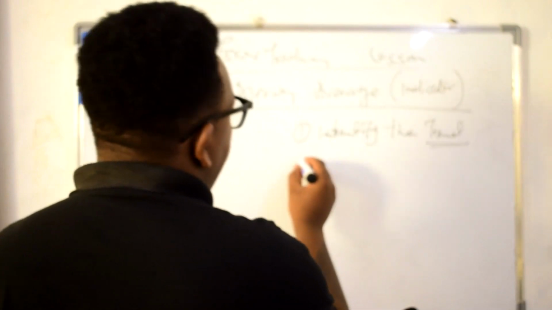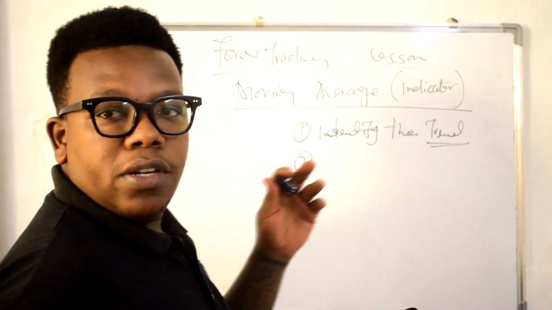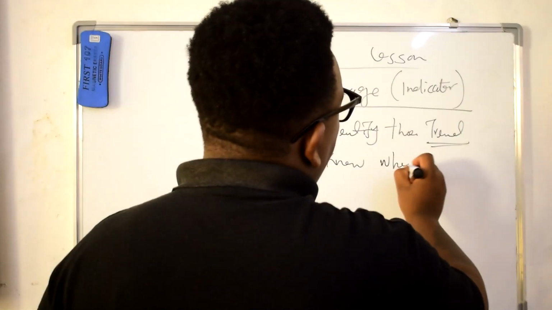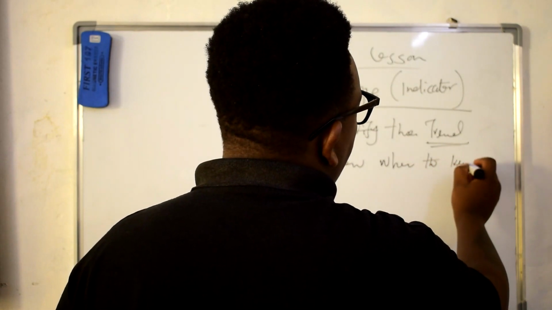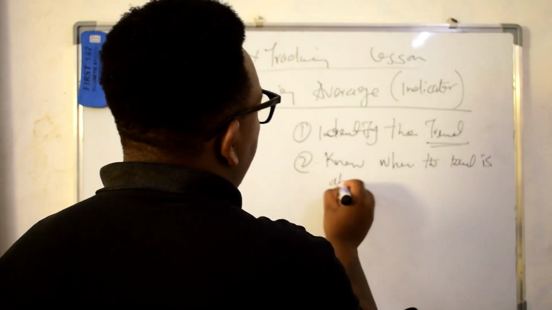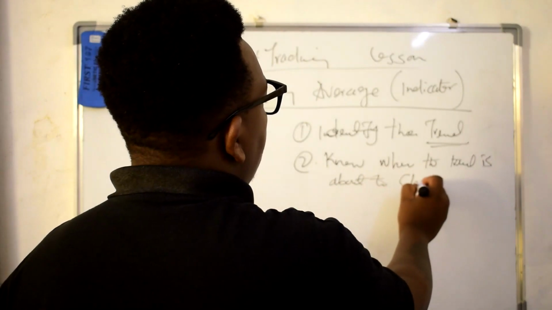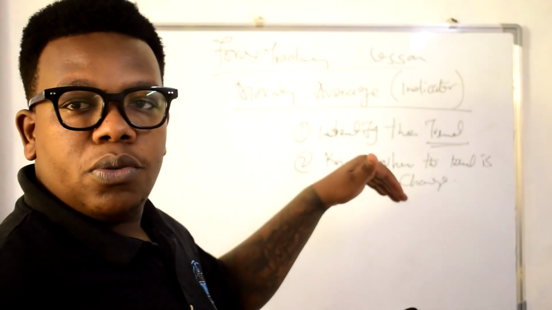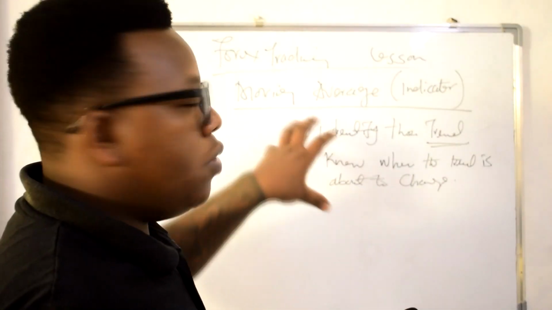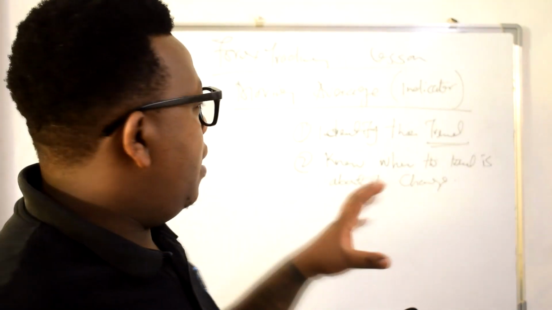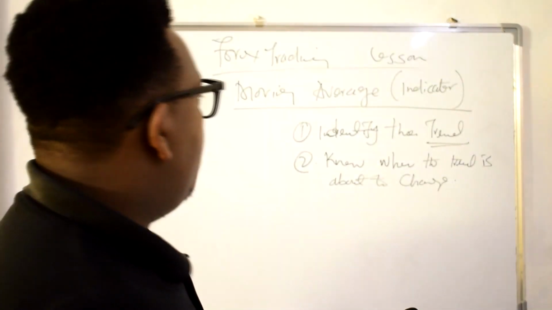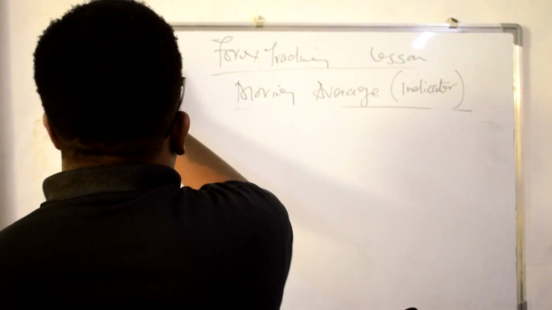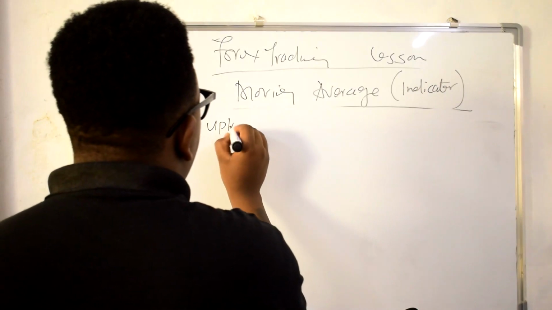The other reason why you can use indicators is to know when the trend is about to change. So for instance, if we are in an uptrend and then the market wants to change the trend to a downtrend, you can get to know that by what the moving average is telling you. And with the moving average, let me just give you a quick illustration. Let's start with an uptrend and the moving average.